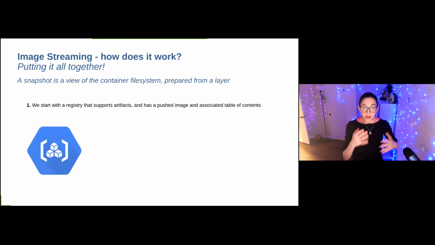A snapshot, as I mentioned, is a view of the container file system that's prepared from a layer. So we need to start from a registry that supports artifacts. That means the pushed image and associated table of contents. For Google Cloud, this means that for image streaming, you're required to use the Artifact Registry. And this is another really cool design by Google, because they've designed it so that when you push your container, it will generate those tables of contents for you. Now, they're probably not using SOCI, but SOCI derives from StarGZ, which originally derived from a project created by Google. So there's probably some similarity in the algorithms and code, and we can make that comparison.